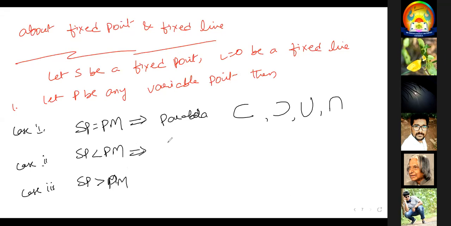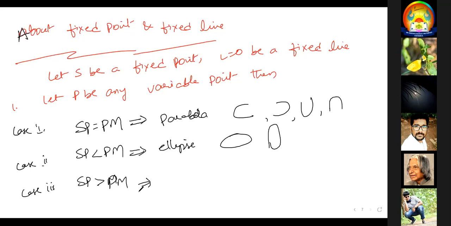If SP is less than PM, it will form an ellipse. It may be like this, or it may be like this. The first one I used to call a sleeping egg, and the second one I used to call a standing egg.